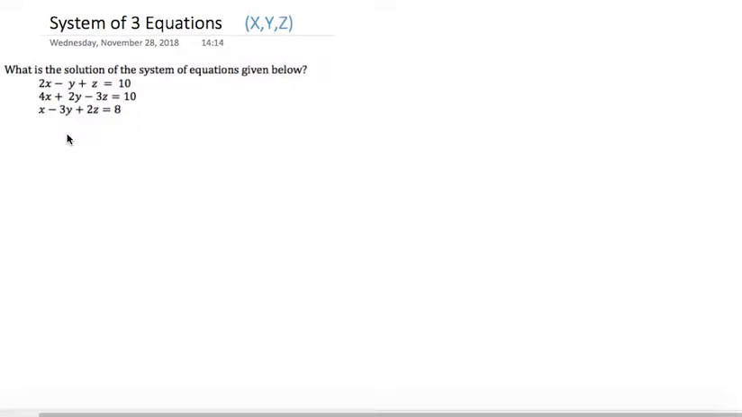So the question says, what is the solution of the system of equations given below? As you see, I have three equations, three variables, x, y, and z, and I need to find the specific values of x, y, and z to satisfy the three equations at the same time. That means if you place them in each and every one, it will get you that answer on the right-hand side. I place the three values in the first equation, I get 10. In the second equation, I get 10. In the third equation, I get 8.